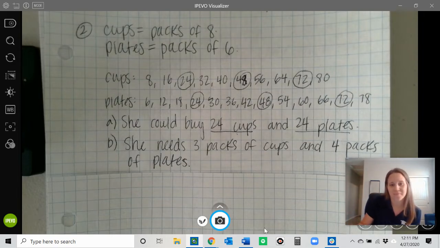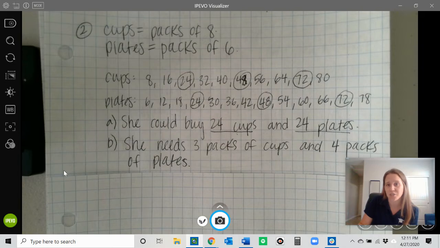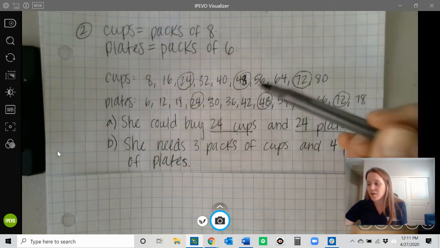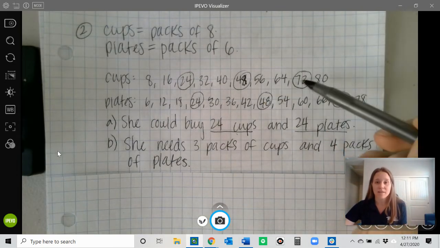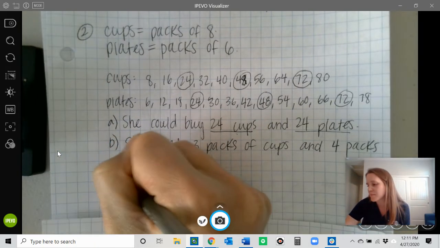Awesome. Let's do part C. Name 2 other quantities of plates and cups she could get to meet her requirement. Perfect. Well, we already have those multiples listed out, so all we need to do is jot down our answer. She could also buy 48 of each, or she could buy 72 of each. Go ahead and write your answer along with me.